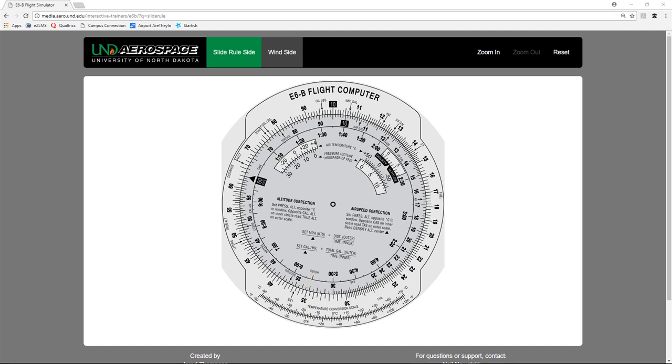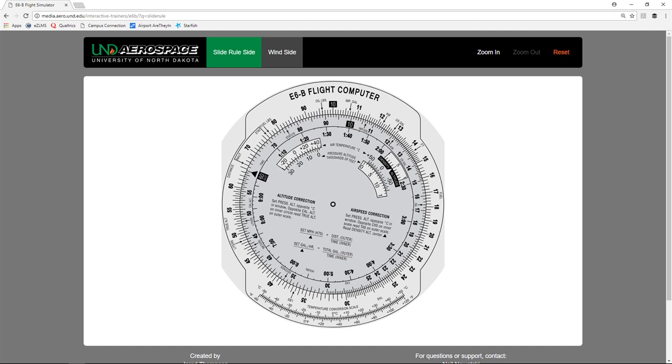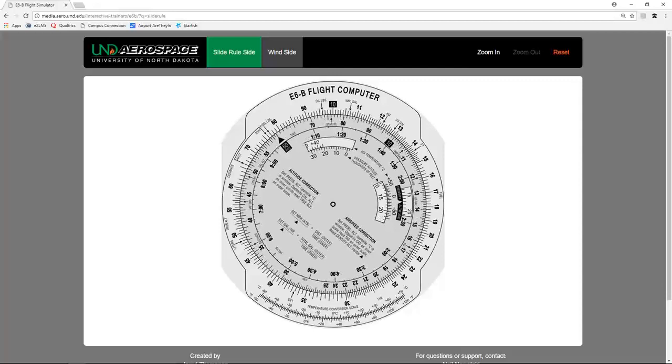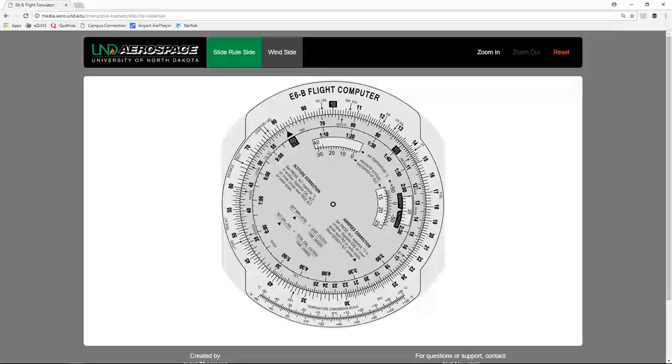In our final example, we have a known fuel burn rate of 8.2 gallons per hour, and we are looking to determine how much fuel we will burn after a 2-hour and 30-minute flight at 8.2 gallons per hour. All we have to do there is align our 60 index with our fuel burn rate of 8.2. So we're going to use 82 to represent 8.2. We will find the time. Since this time is provided in hours, we will look at the C scale.